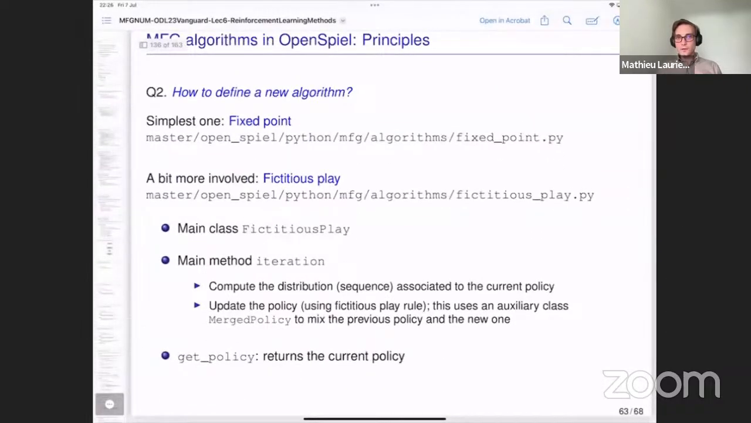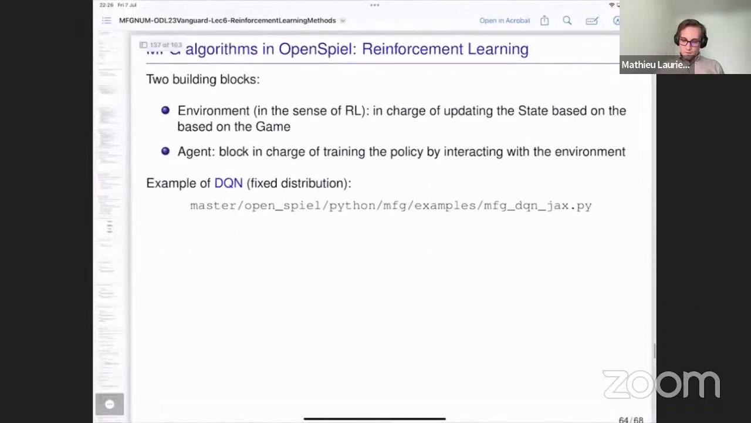How to define a new algorithm? Well, probably the simplest one is to look at the fixed point. And based on that, you can understand the logic. Slightly more complicated is fictitious play. Why is it more complicated? Because you need to merge the previous policy and the current policy. So fictitious play, as we do it here, is actually merging policies and not merging the mean field. If you want to do reinforcement learning, you can start with the DQN. In particular, you can look at this folder, examples, which contain several examples with comments, etc.